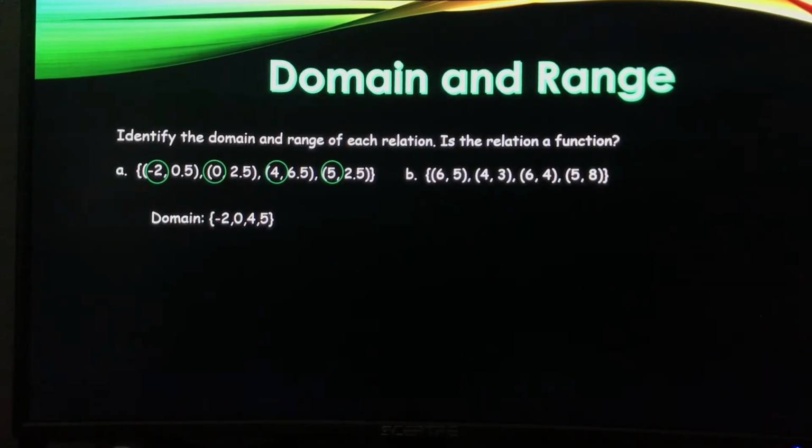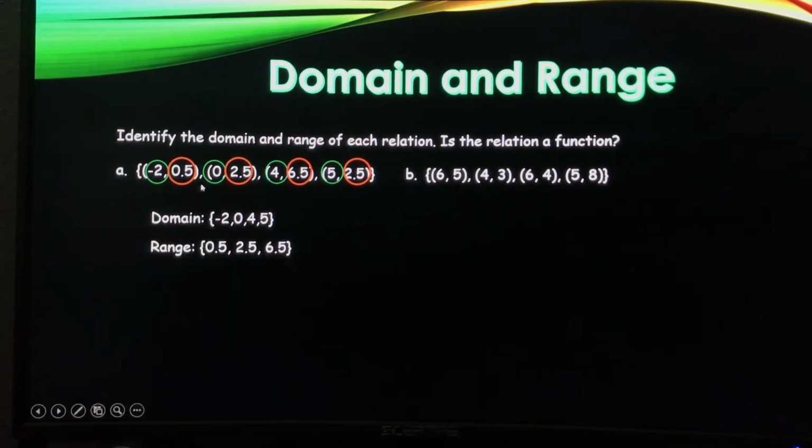It also wanted me to identify my range. So I'm going to look at all my y values here. Okay. So when I go and write my y values, I'm going to only write this 2.5 once, even though it's there twice, I write it once.